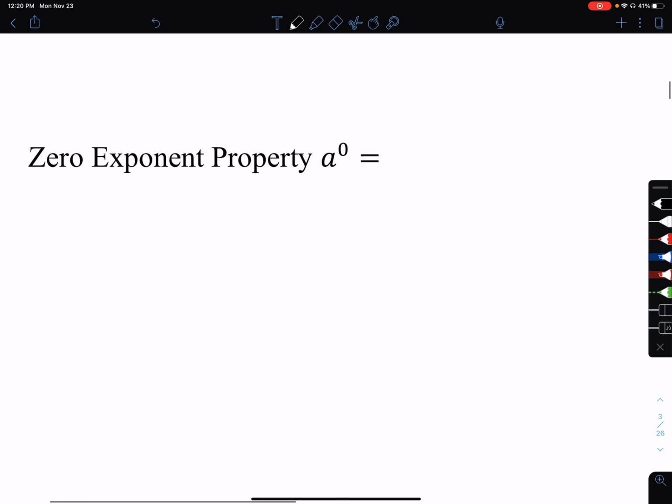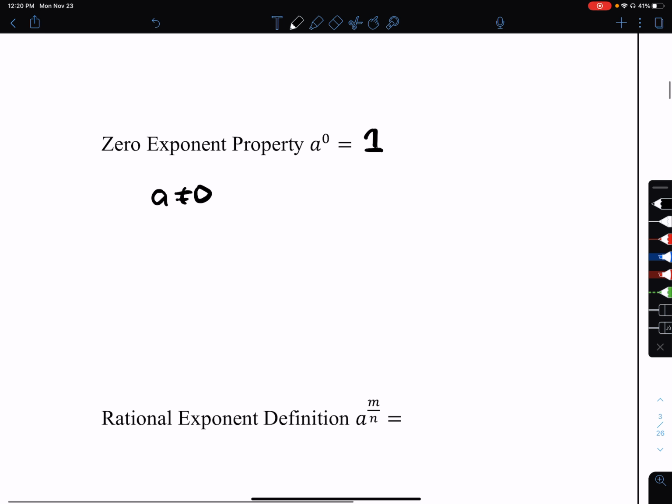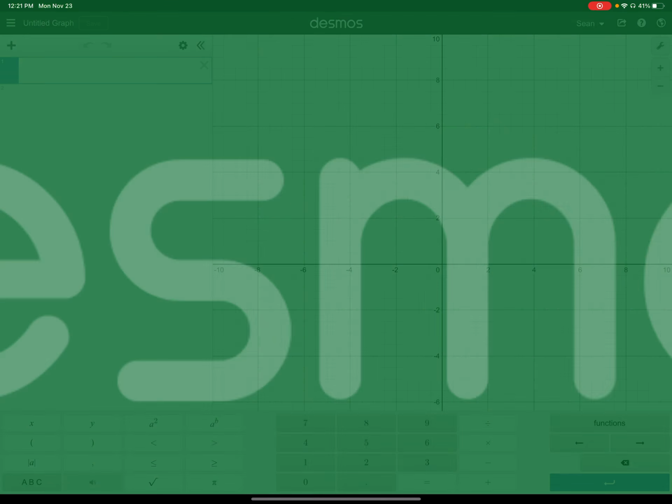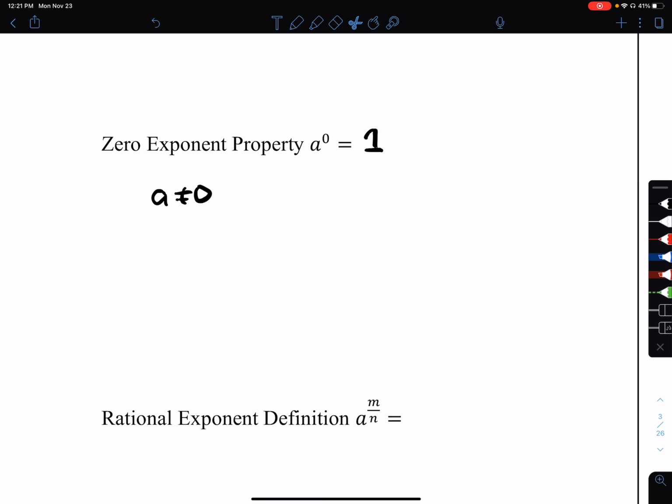Zero exponent property. A to the 0 is 1. This is true for all values of a except for 0. I think maybe 0 to the 0. Zero divided by, no, not 0 divided by 0. 0 raised to the 0. Yep, I stand corrected. All values of a, even 0.